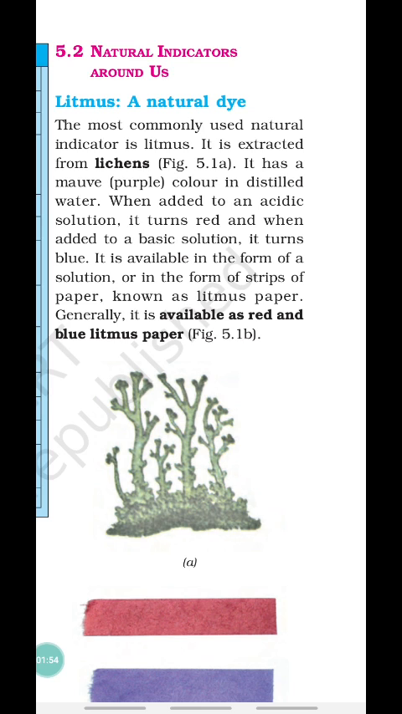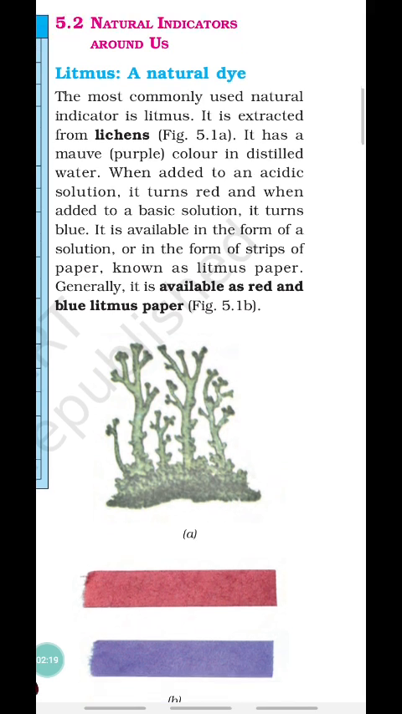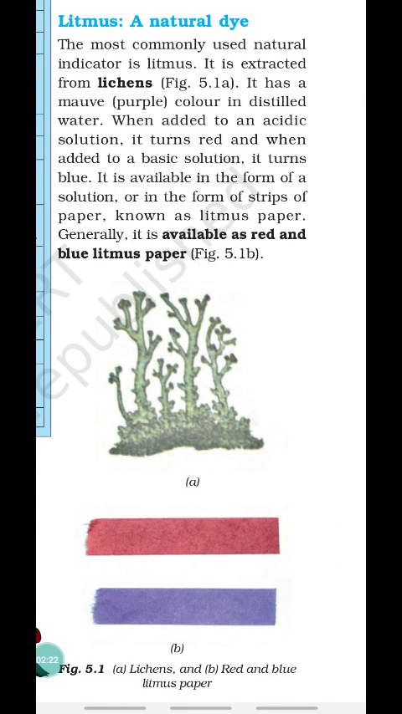So, litmus paper has a purple color extracted from the plant lichens, and we synthesized two colors, blue litmus paper and red litmus paper. Acids turn blue litmus paper into red, bases turn red litmus paper into blue. See the coloration also.